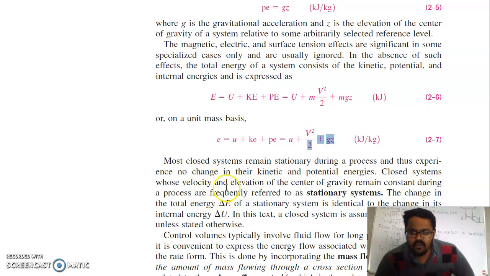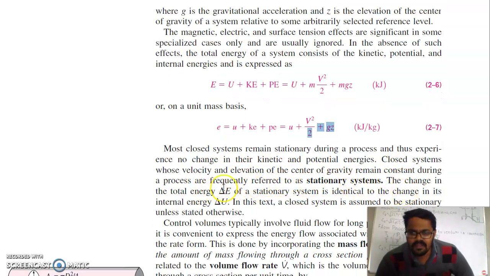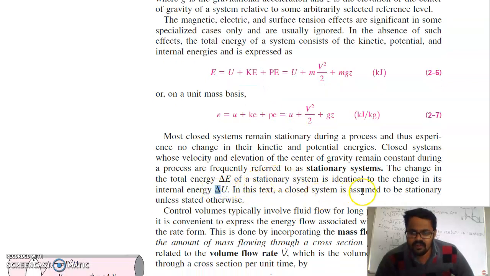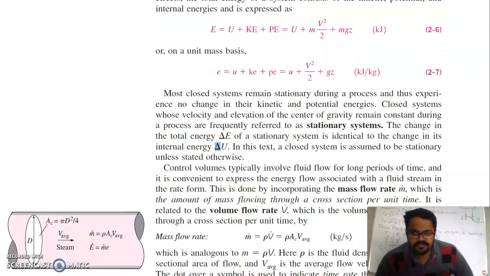Closed systems whose velocity and elevation of the center of gravity remain constant during a process are frequently referred to as stationary systems. The change in the total energy of a stationary system is identical to the change in its internal energy. So if there is a total change in energy, that can be reflected by the change in your internal energy, which is delta U. In this text, a closed system is assumed to be stationary unless stated otherwise.